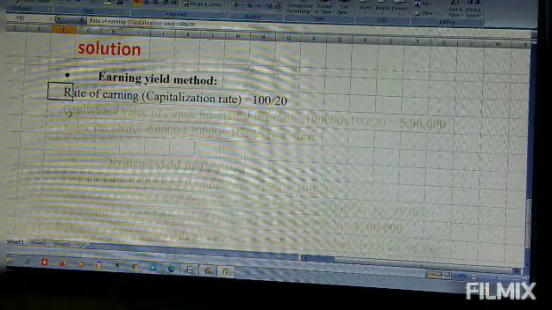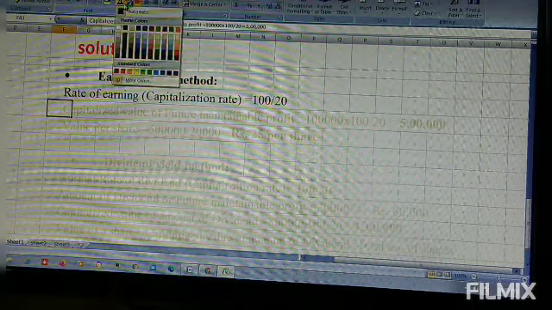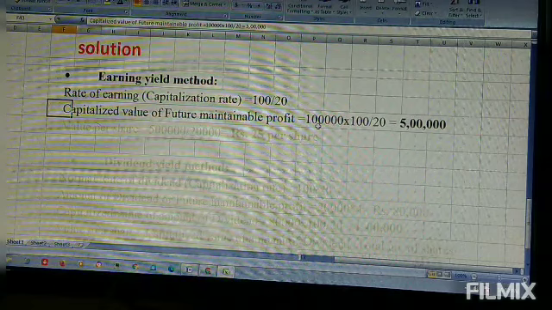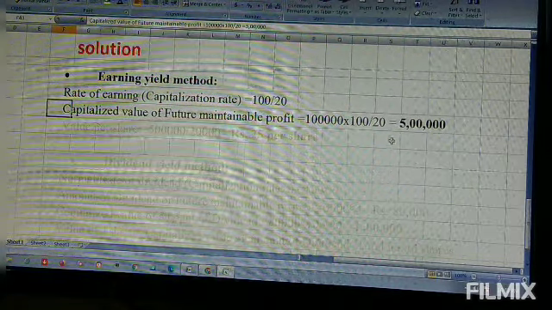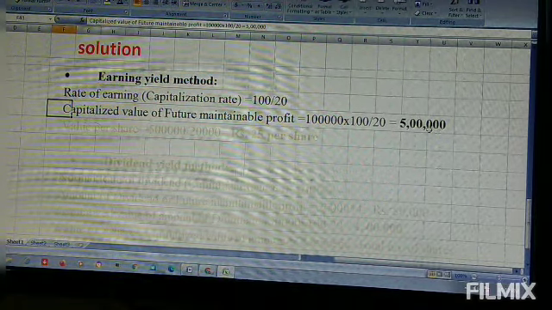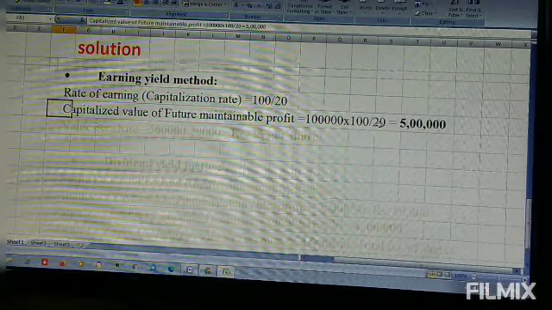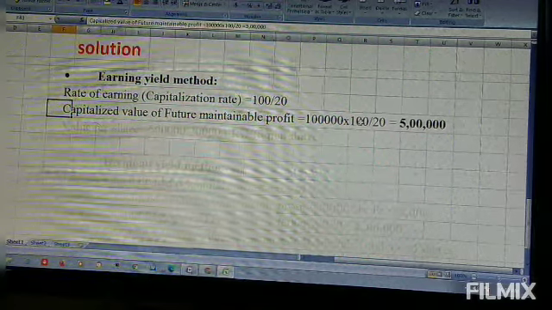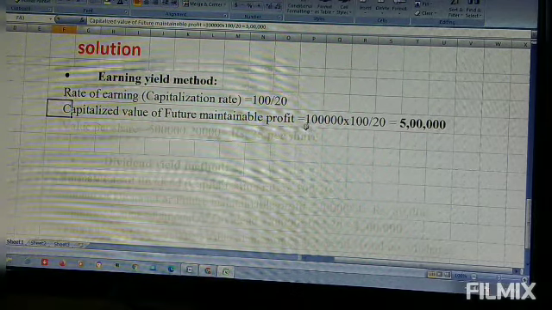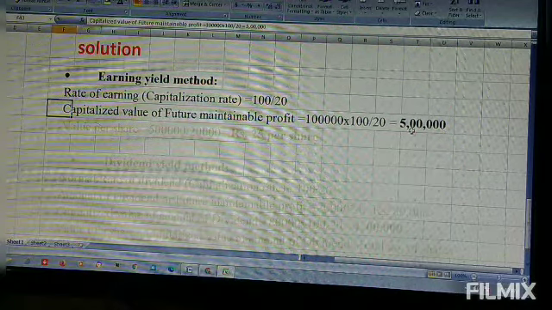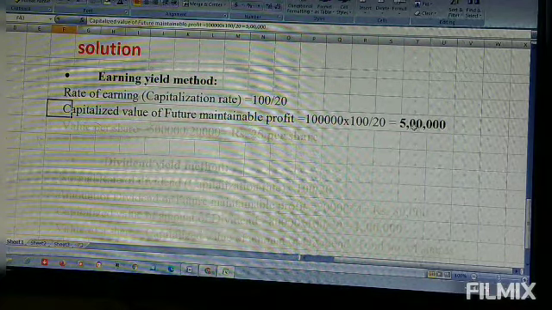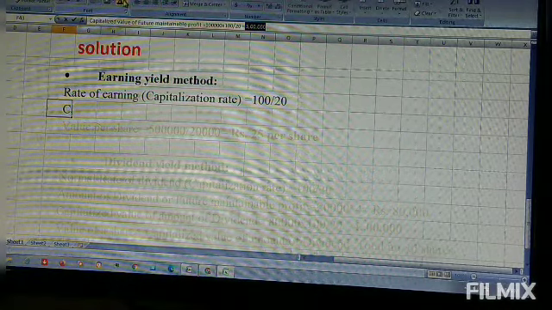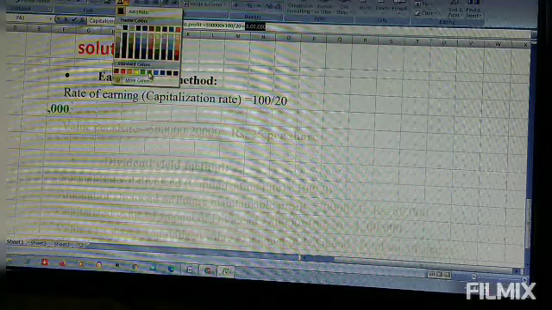Therefore for 1 lakh, what must be the investment? We have to find out. Capitalized value of future maintainable profit equals 1 lakh into 100 divided by 20, which comes to 5 lakh. So it means for every 20 rate of return, 100 is the capital investment. Therefore for 1 lakh profit, what must be the capital invested? This is the capital investment. We can darken it. This is very important for us. We have to find out.